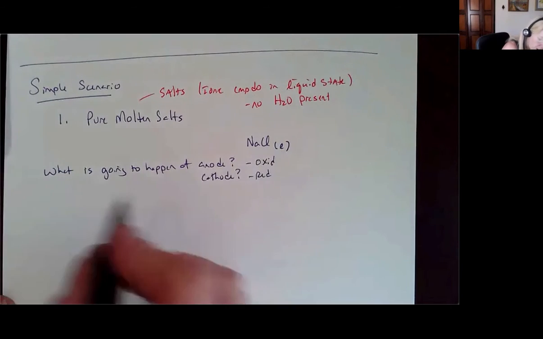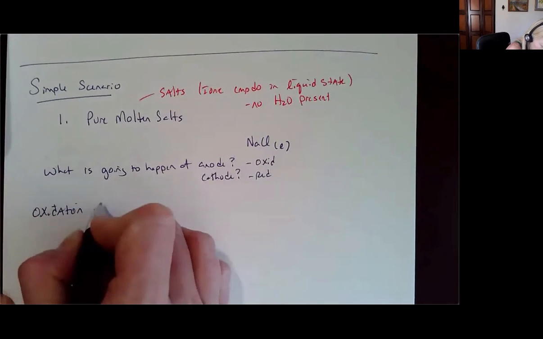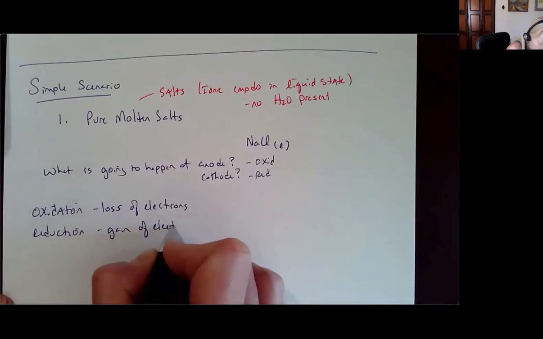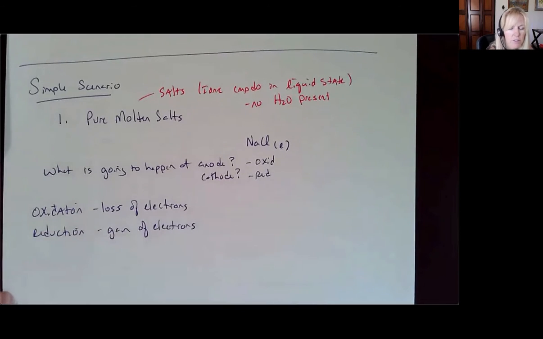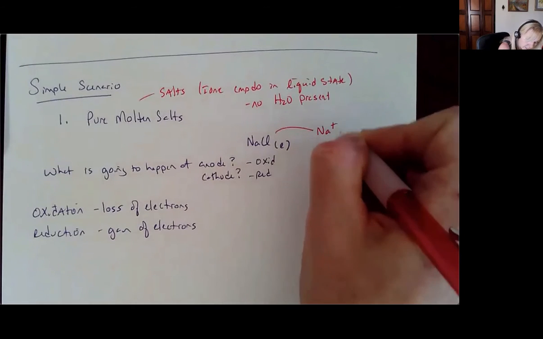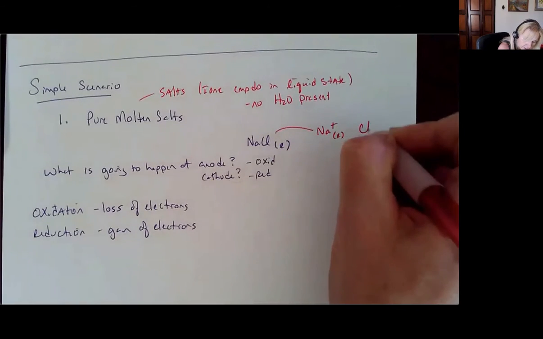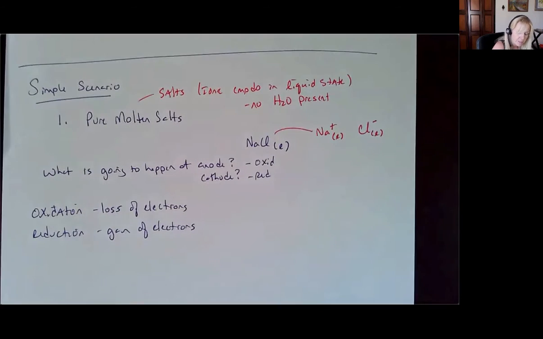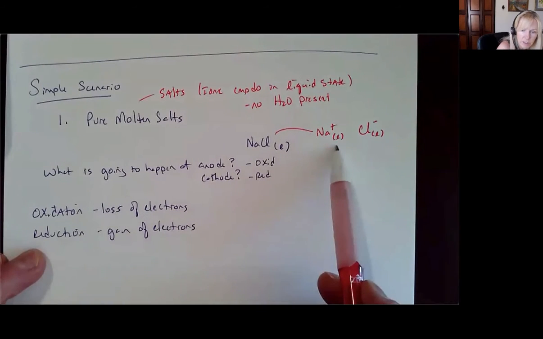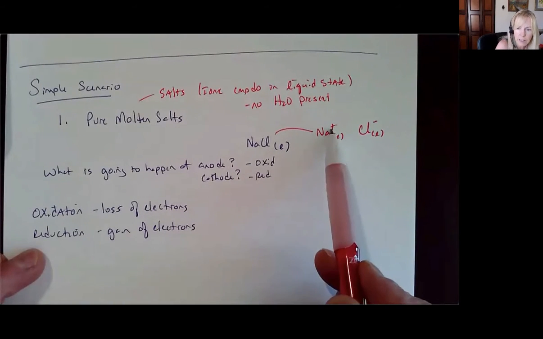So remember, oxidation is loss of electrons. Reduction is gain. If I have a molten salt, there's already been a transfer of electrons when I created that salt. So this would be sodium ions in the liquid phase and chloride ions in the liquid phase. So only one thing can happen to each of these. Oxidation is loss of electrons. Sodium can't lose any more electrons because it's already lost an electron.